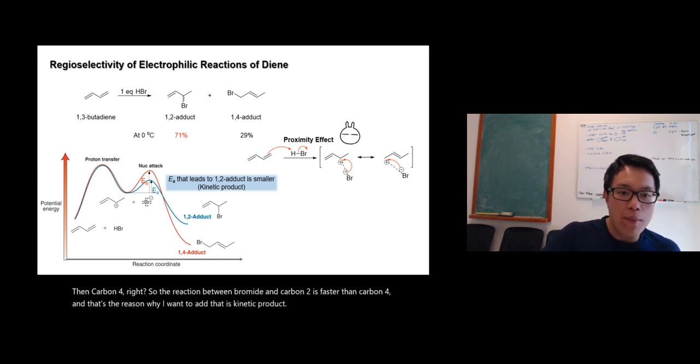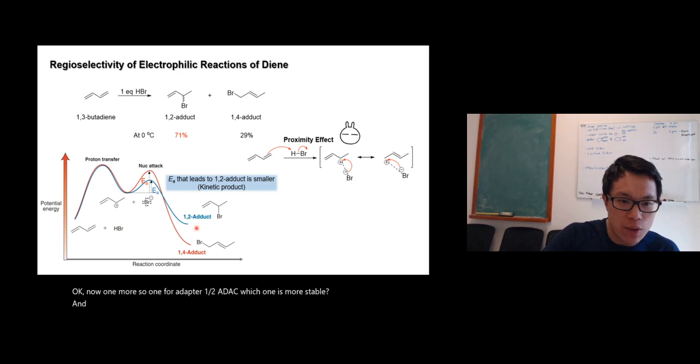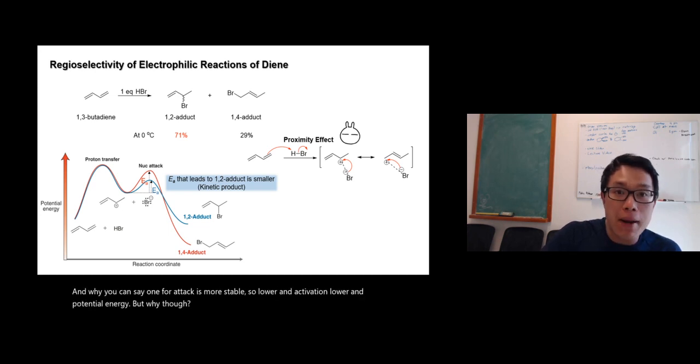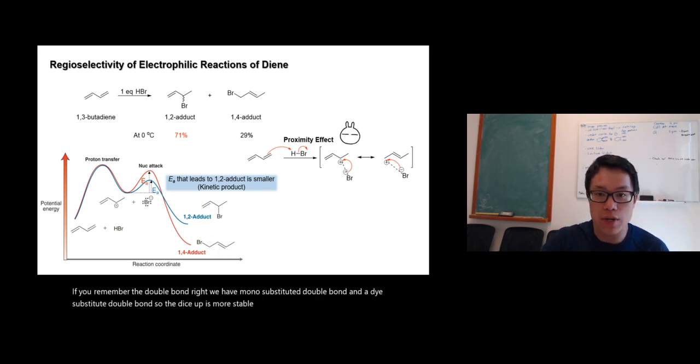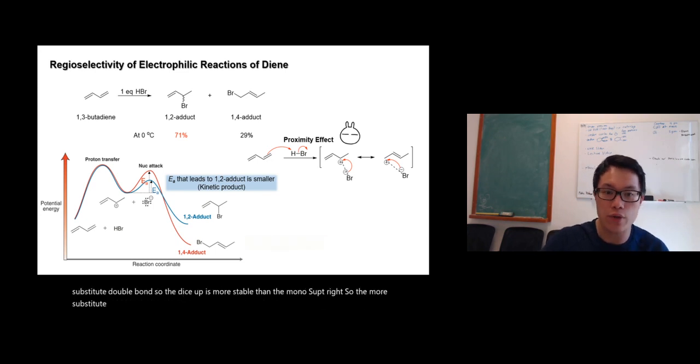Okay, now one more. The 1,4 adduct or the 1,2 adduct, which one is more stable, and why? Well, you can see the 1,4 adduct is more stable, so it's lower in potential energy. But why though? If you remember the double bond, we have a monosubstituted double bond and a disubstituted double bond. The disubstituted is more stable than the monosubstituted, right? So the more substituted the alkene, the more stable the alkene. So that's the thermodynamic product.